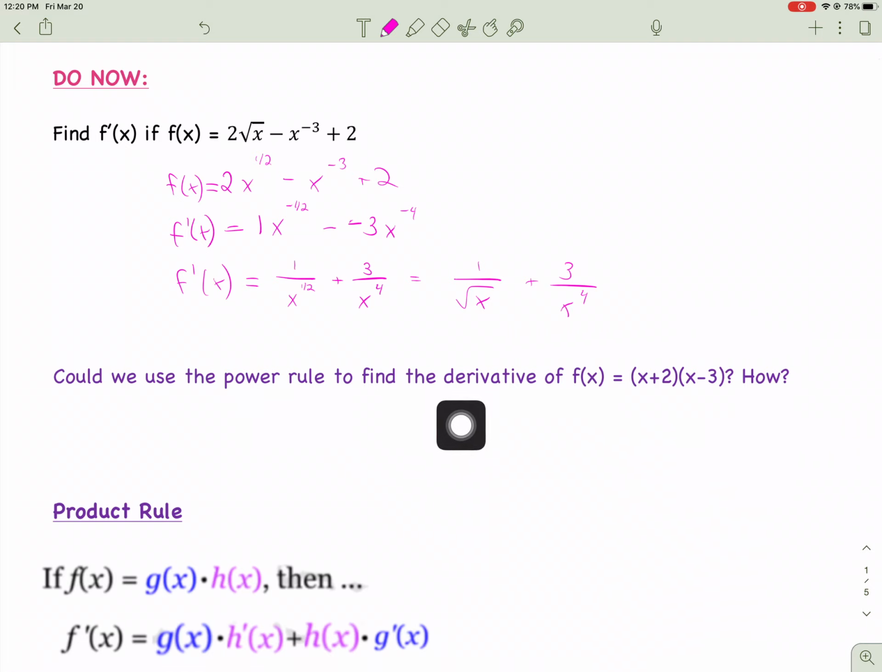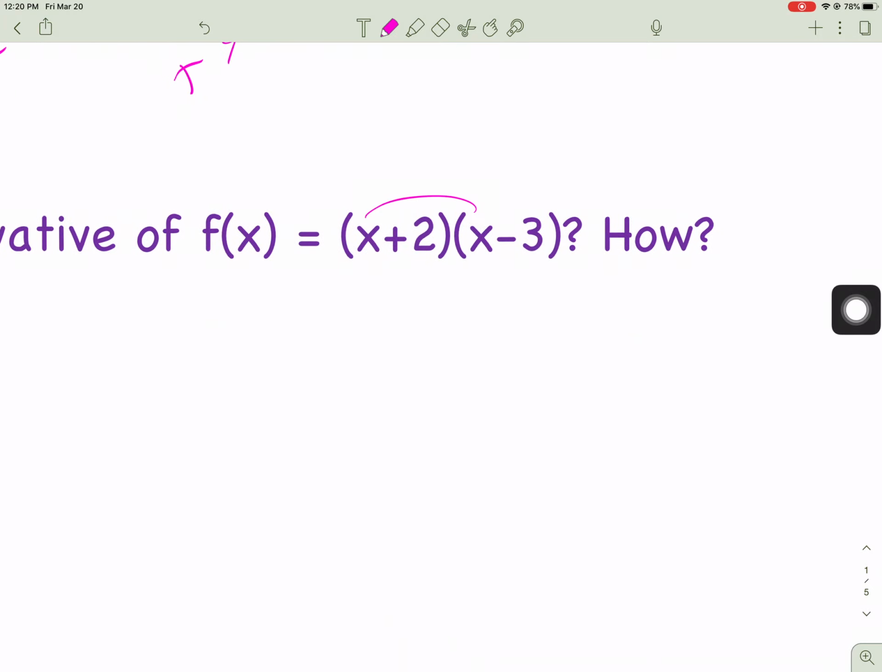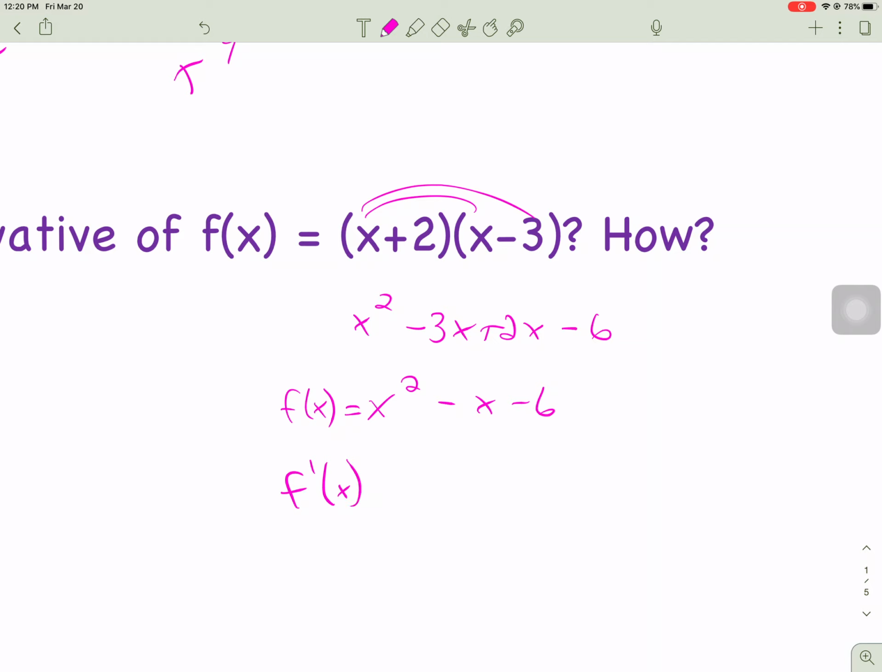Could you use the power rule to find the derivative of this? The power rule is what we just talked about. And the answer is yeah, you could take this right here, and you could multiply it out, and you get x squared minus 3x plus 2x minus 6, which is x squared minus x minus 6. So then the derivative, now we just use the power rule. 2x to the first minus 1. And that's not that bad, actually. And we could do that.